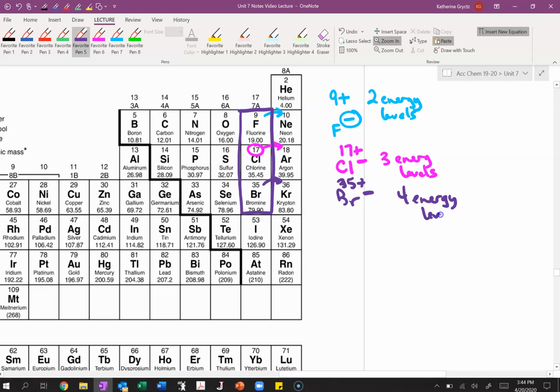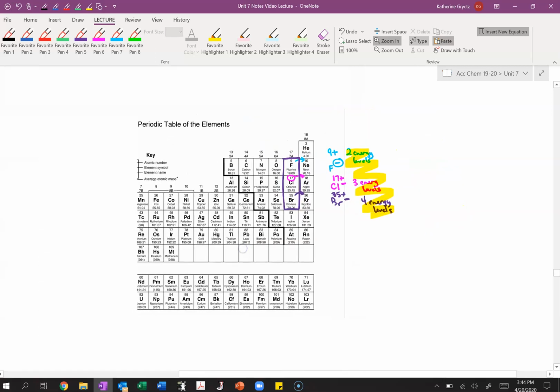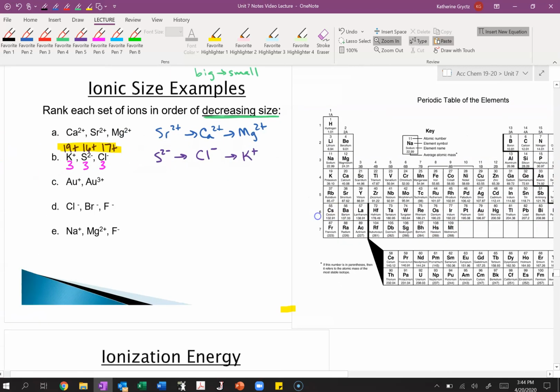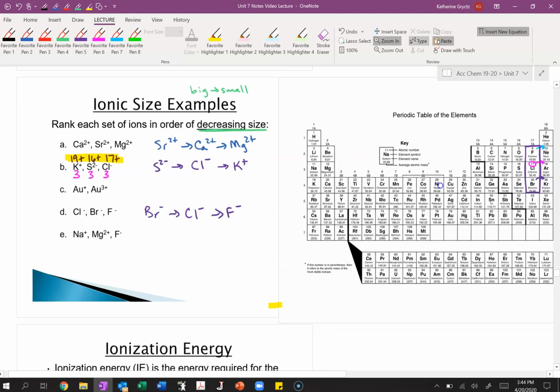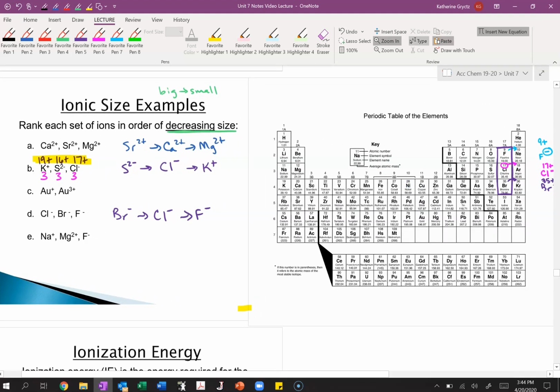So if you had to figure out who's biggest of these guys, it doesn't matter what their protons are because their energy levels are different. So 4 energy levels is going to be bigger than 3, which is bigger than 2. So the biggest is going to be Br negative, and then Cl negative, and then the smallest is going to be F negative.